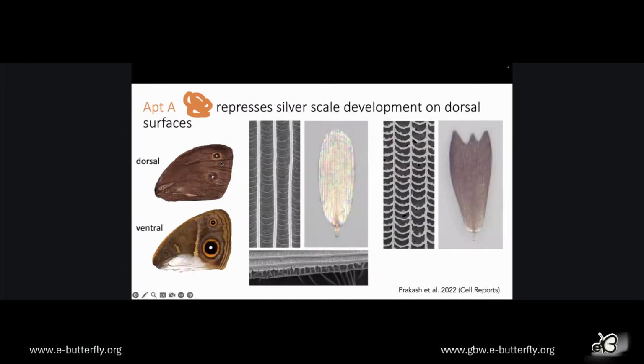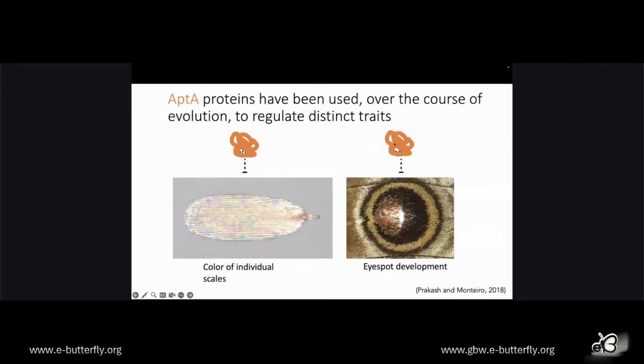So what we understand then is that Apterus A represses the silver scale development program on dorsal surfaces. It's a repressor of the program that produces this beautiful blue silver scales instead of the normal wild type brown scales. And it's also a repressor of the eye spot developmental program. So potentially it represses this reaction diffusion mechanism that I explained to you earlier, but we don't know exactly at what stage of that process Apterus A comes in to repress it.